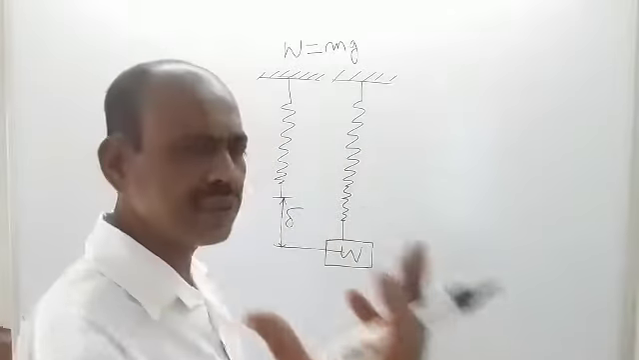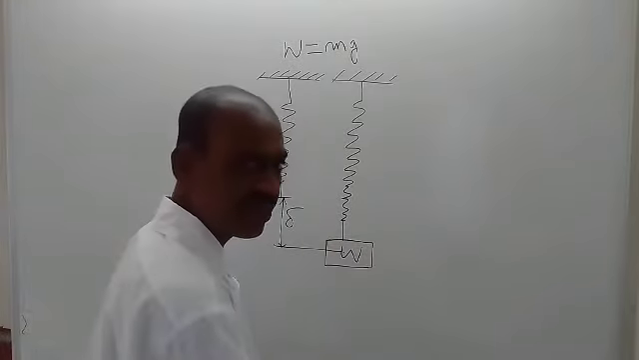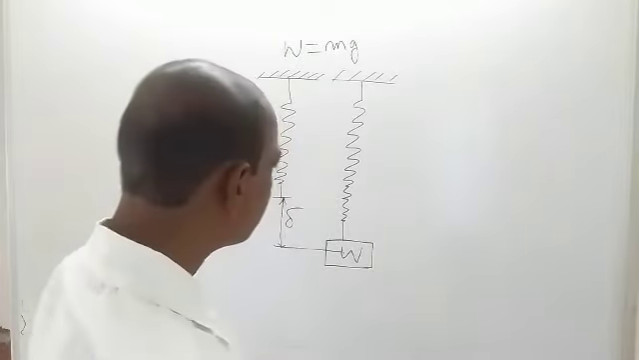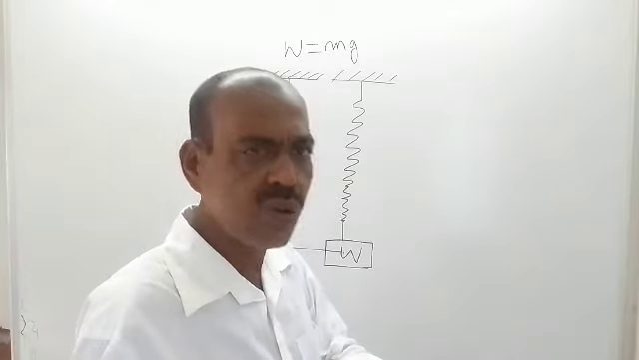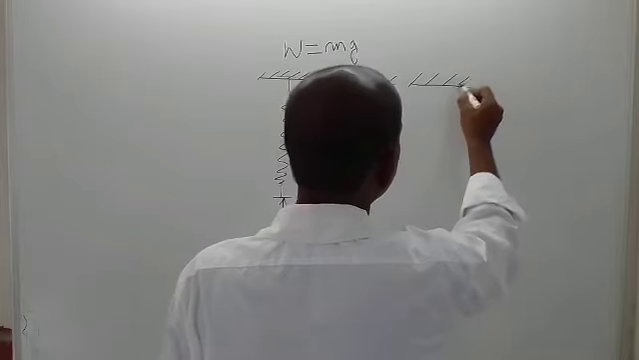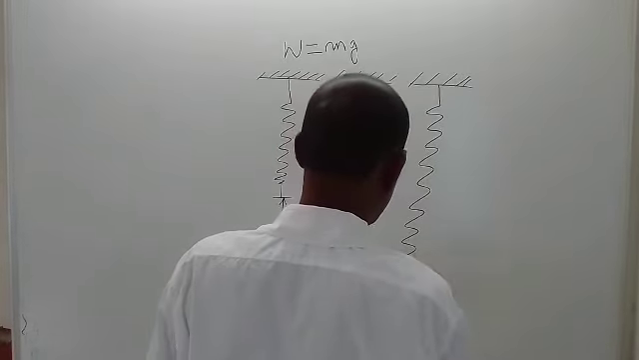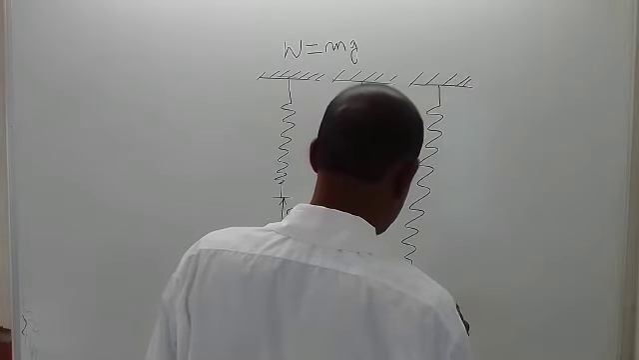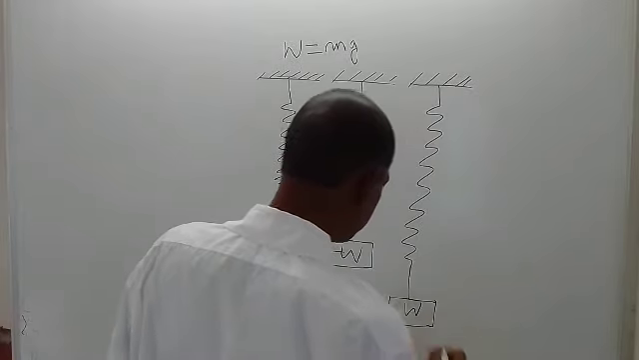Now, if you, just by using your hand, pull this weight in the vertically downward direction, then there will be more deflection. Suppose the next position, when you are using your hand or by any means, you can do the same. Suppose this is the final position of the weight W.